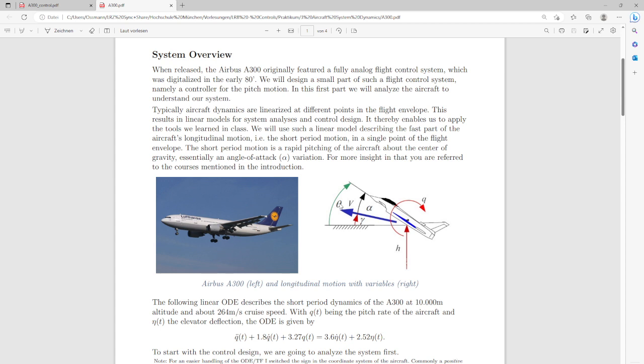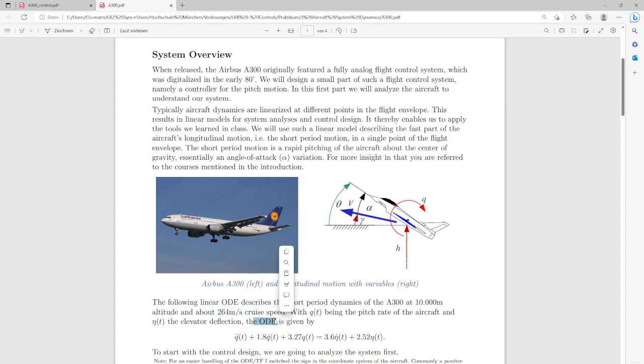Okay. In our case, we're only going to consider one single flight point in the whole flight envelope, right? So what that means, obviously, is that the dynamics of such an aircraft do change when you change the speed, when you change the altitude. For us, we're going to pick a single flight point. It's a cruise flight point of the A300 at 10,000 meters altitude at the speed of 264 meters per second.